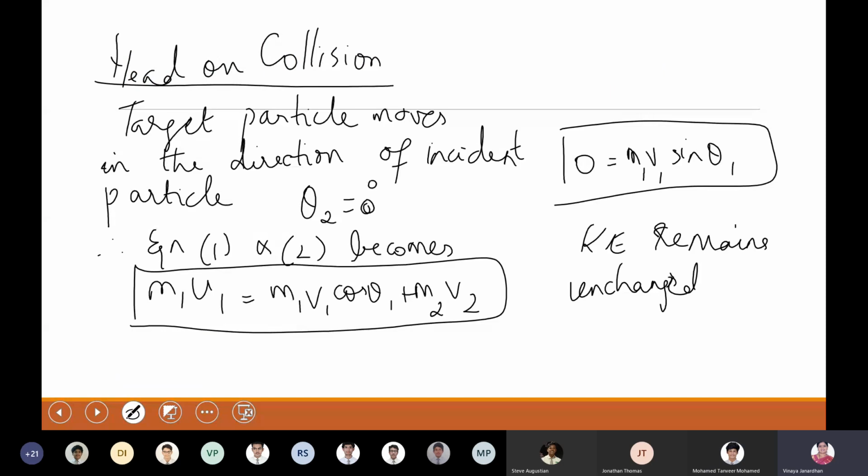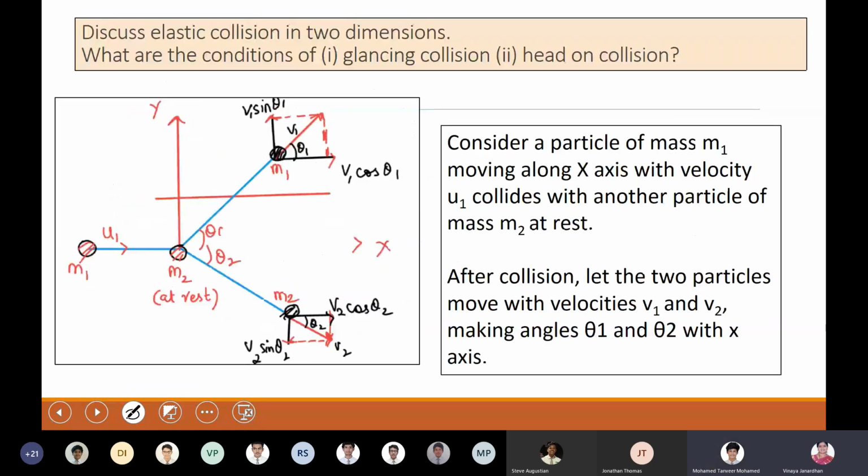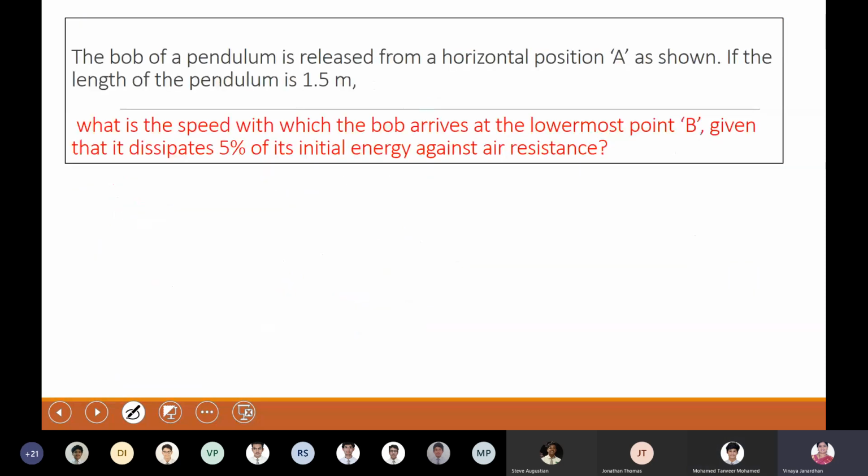Did we do this numerical? One second, boys, because I've done this in the other class. Did we do this numerical? The bob of a pendulum is released from a horizontal position A as shown. If the length of the pendulum is 1.5 meter, what is the speed with which the bob arrives at the lowermost point B, given that it dissipates 5% of its initial energy against air resistance? No, ma'am, we didn't do this. And we drew the diagram. Okay, fine.